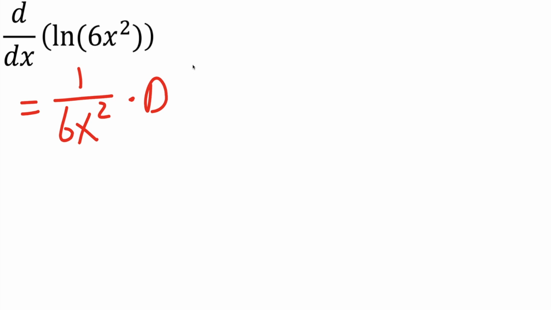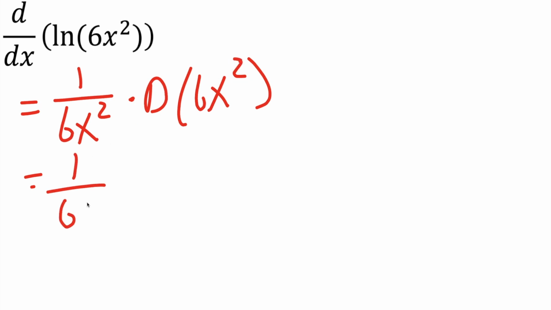So you can say d(6x squared). At this point, you just need to calculate the derivative of 6x squared. So we get 1 divided by 6x squared times the derivative of this piece. So you'll get 6 times 2 is 12. Then you'll have your x, and you're going to raise it to 2 minus 1. So you just get 1, or just x.